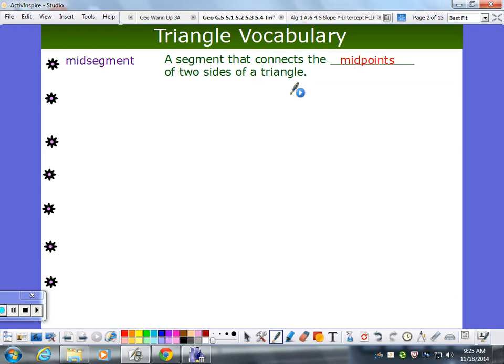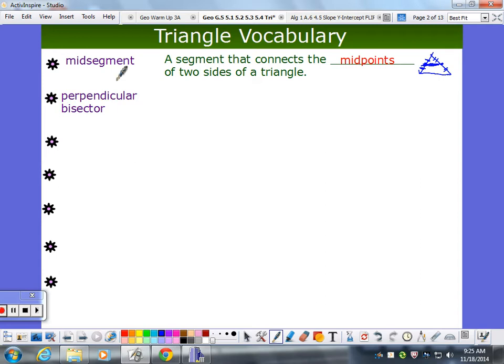And it says to make a picture. So it connects midpoints. Here's a midpoint, and I know it's a midpoint when it's got two congruent pieces, right? And maybe that's another midpoint. If you connect them, that's called a mid-segment. I think the picture helps. It does for me, because I'm real visual. So in that blank, make a little picture of that mid-segment. Basically, the midpoints are connected.